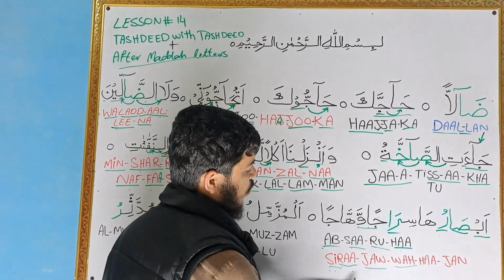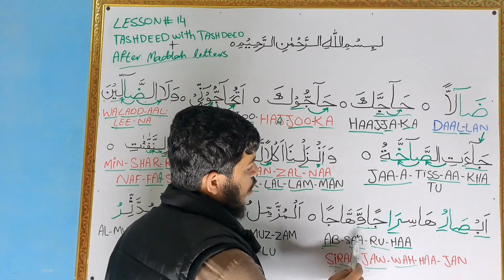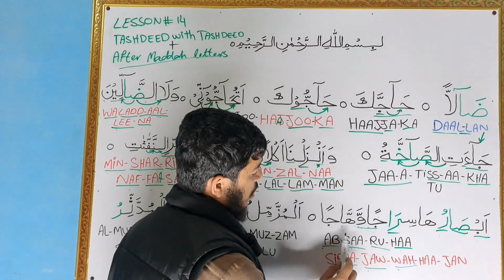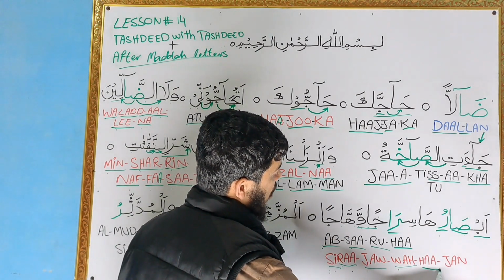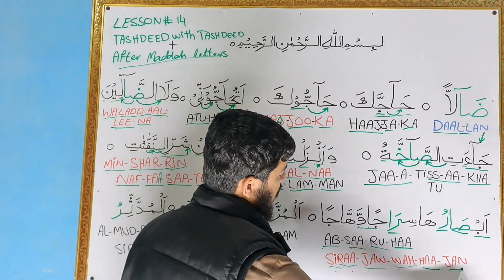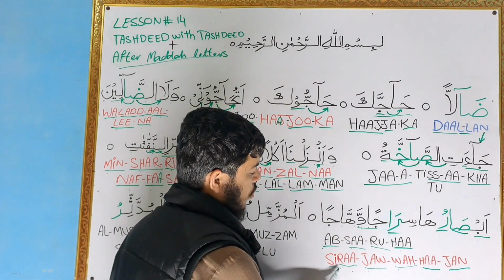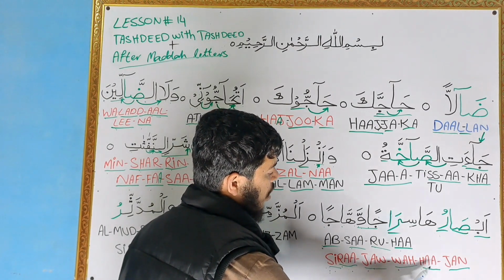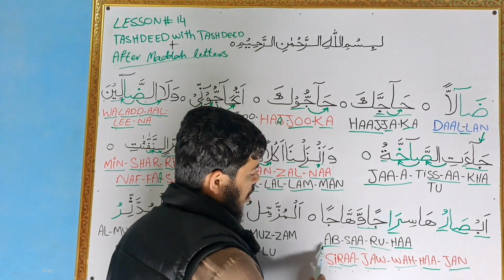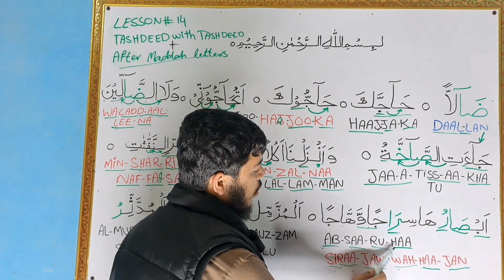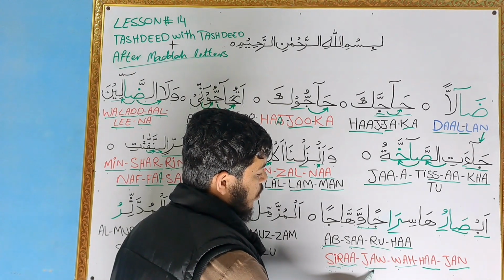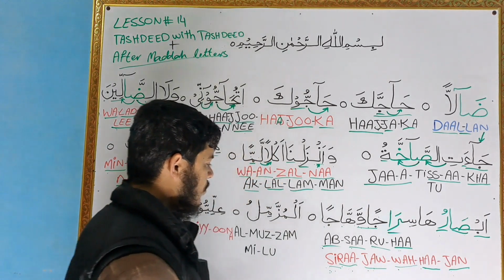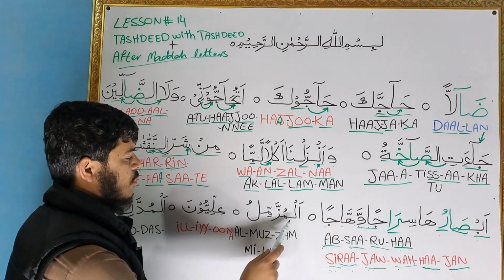Jim goes to waw. Jim waw fatha. Jaum waw ha fatha. Wah. Jaum wah. Ha alif fatha. Ha. Jim two fathas. Jan. Sira. Jaum wah. Jan. Absaruha sirajan wahajan. Okay.